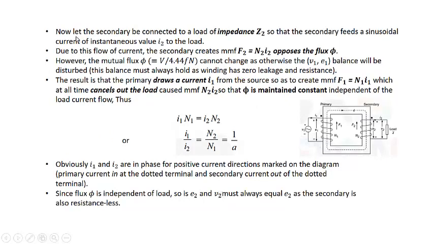Now let us connect. This is very important. You need to be very careful and very attentive here. Now let us connect the secondary load impedance Z2, like this, so that the secondary feeds a sinusoidal current of instantaneous value I2. We can say that I2 starts flowing when we connect this, because induced EMF is present here. Due to the flow of current, the secondary creates F2, that is the MMF produced by winding 2, which is equal to N2I2, that opposes the flux.